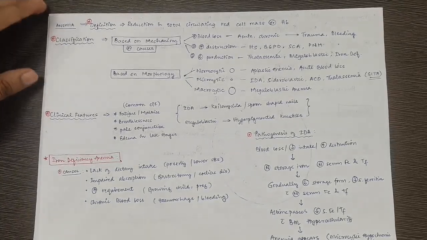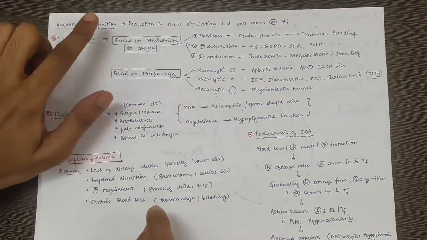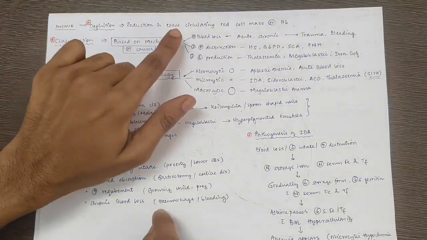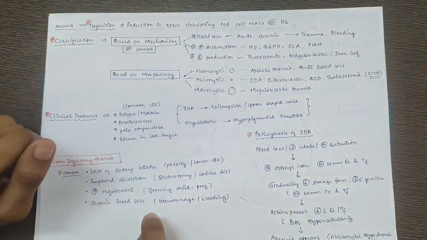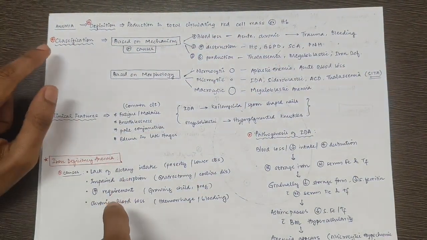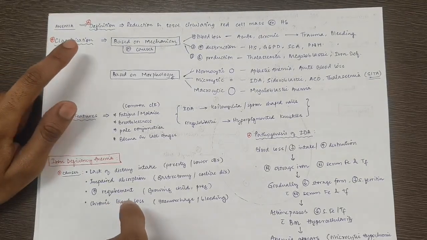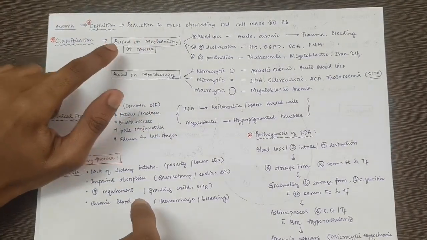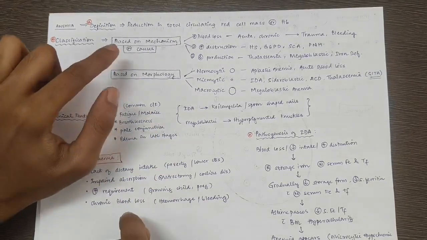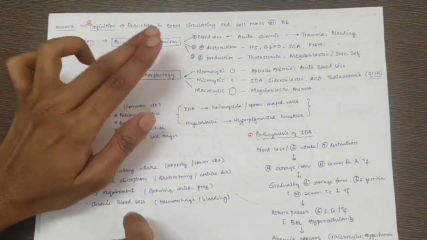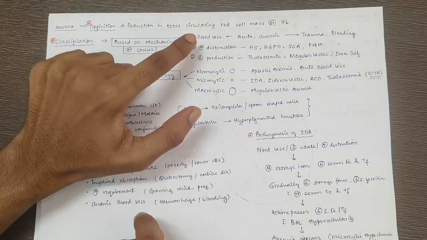Okay, anemia. So how are you going to define anemia? Anemia is reduction in the total circulating red cell mass or the hemoglobin. Okay, that's called anemia. So we are going to classify anemia based on its mechanism, that is how it is caused, and next based on the morphology. Based on mechanism, it is of three types, that is due to blood loss.